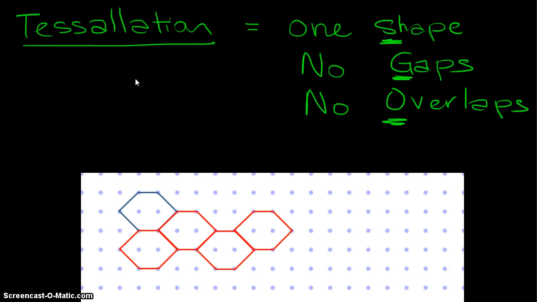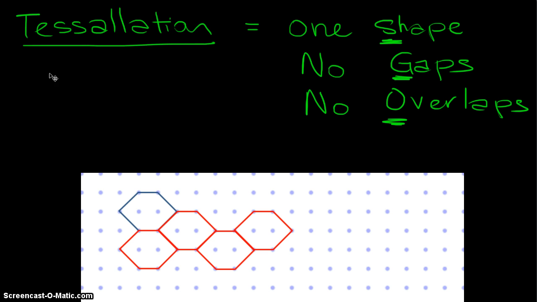Okay, in the previous video, I reminded you what a tessellation is. A tessellation is when you have only one shape, no gaps, and no overlaps. One easy way to remember these properties of tessellation is by remembering the front few letters: S, G, and O.